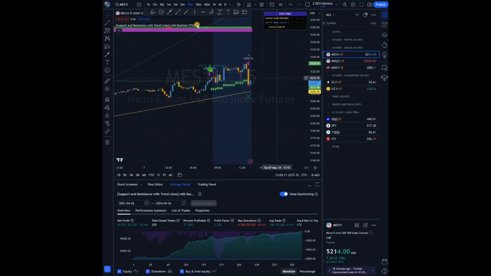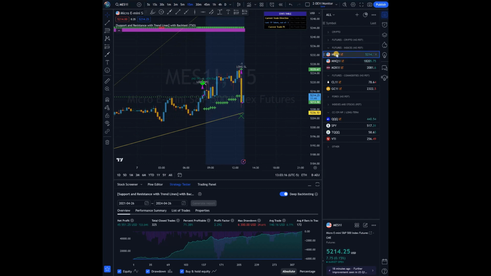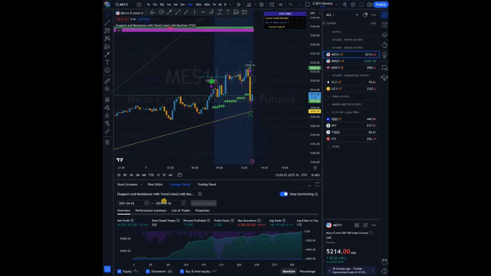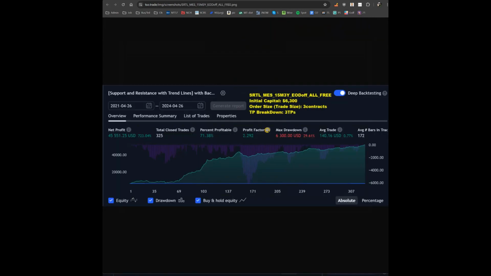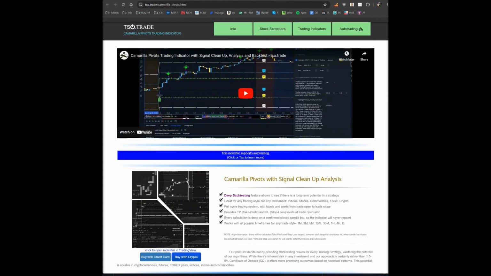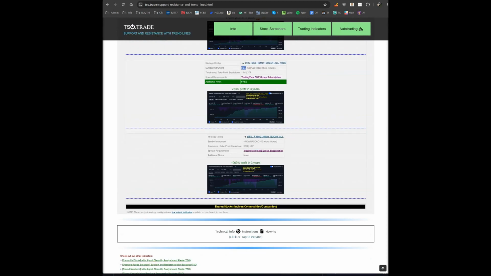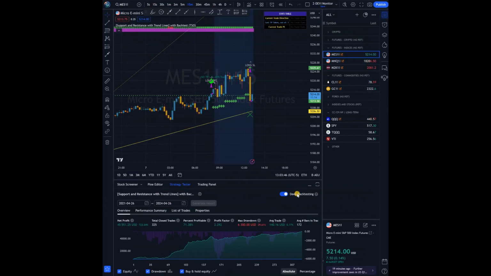So I have entered all the configs. It's 15 minutes. I switched to micro E-mini S&P 500 index futures. You can see it now matches the results here. Let me just close all these. So yeah, and this is a deep backtesting, 325 trades.